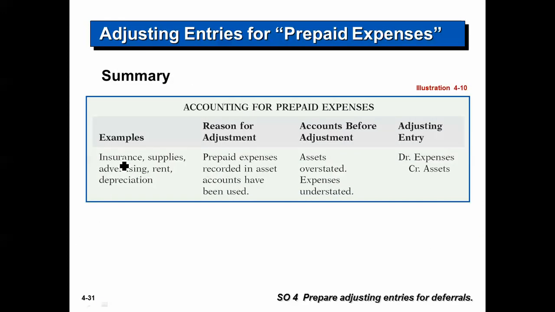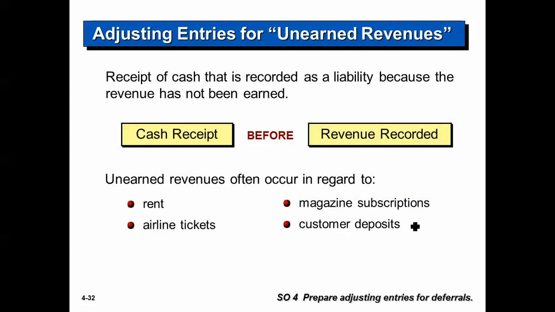So here's a summary for prepaid expenses. We have insurance, supplies, advertising, rent, depreciation. These are all expenses that we have paid for. Now, we record them as prepaid expenses or as assets that we've used. Now, at the end of the period, those assets have been used up. So their value is overstated. And the expenses have not been recognized. So total expenses are understated. Therefore, the adjusting entry is debit the expense and credit the asset. Now, there's the other side of the coin, which is unearned revenue. That is, and we've seen this before, situations or transactions where people pay us before we've done the job.